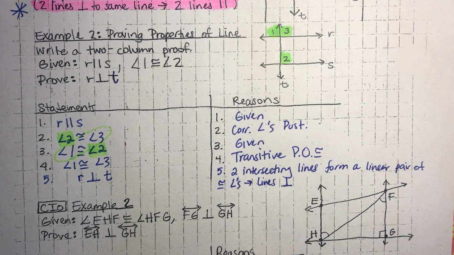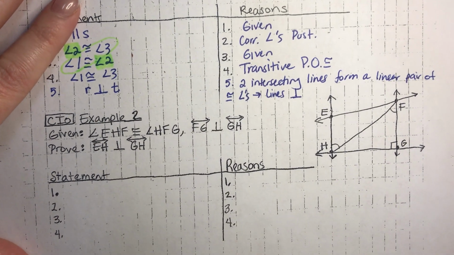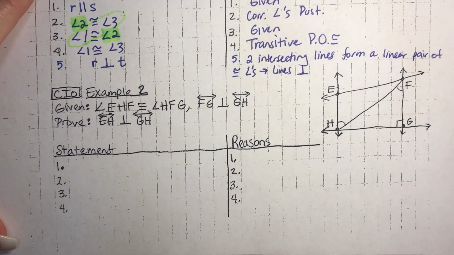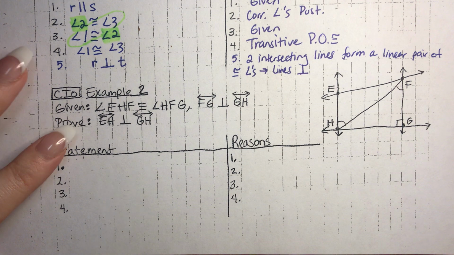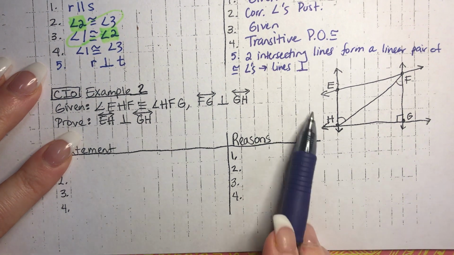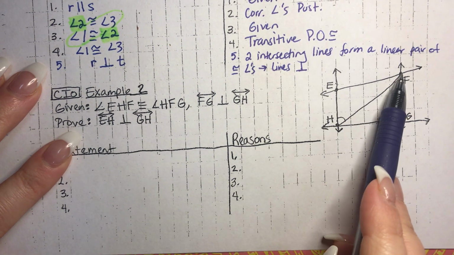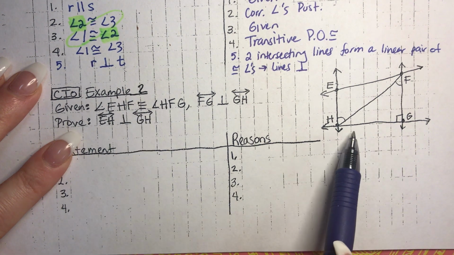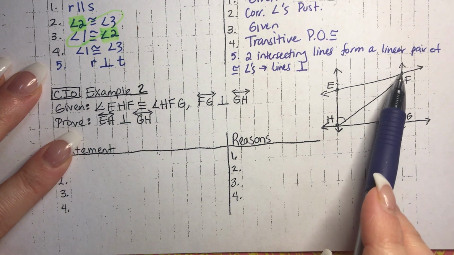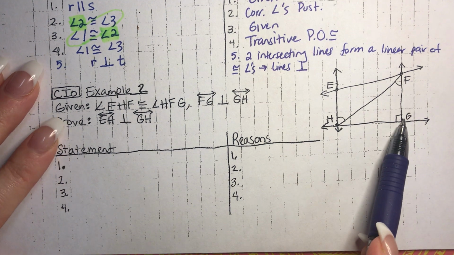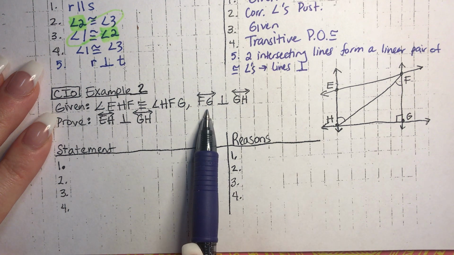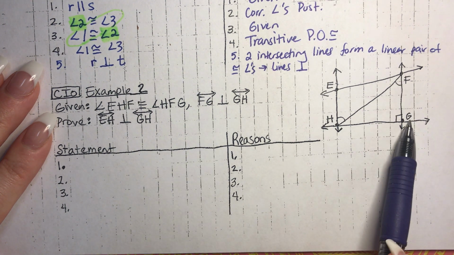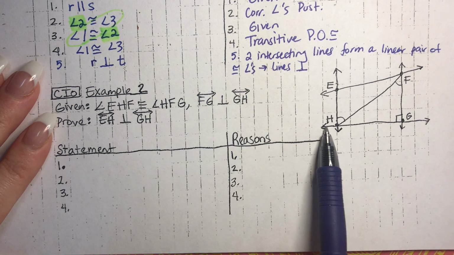Okay, so let's go ahead and look at this second example here. All right, so check it out, example 2. Look at all this information we have. It says, given angle EHF is congruent to angle HFG, so those two angles are congruent. Then the other thing it tells us is that FG is perpendicular to GH.